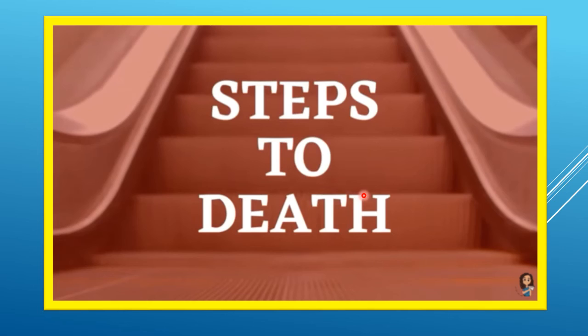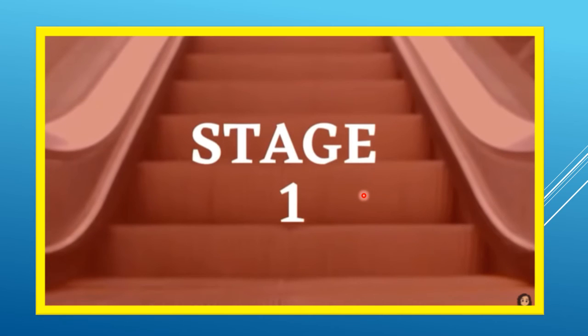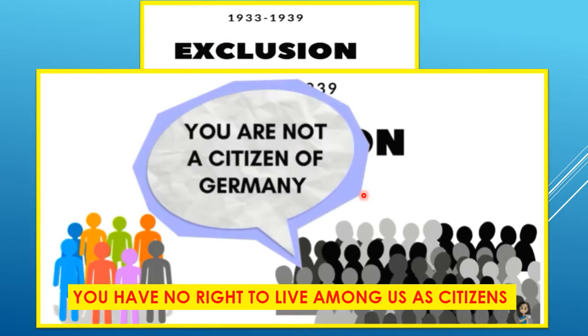Now let us move ahead to the next topic, steps to death, and see the steps adopted by Hitler to eliminate the Jews, the Gypsies, the blacks, and all those who were considered undesirables. The first stage of death was exclusion, which was performed between 1933 and 1939. The Jews and the undesirables had no right to live among the Germans as citizens.